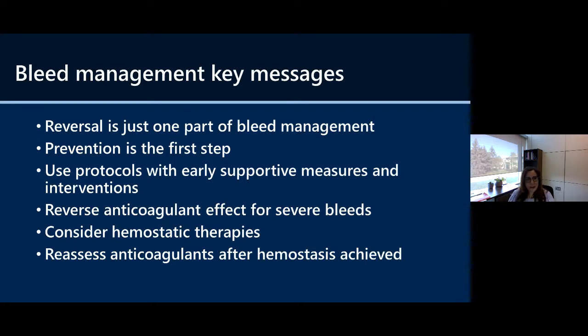Once a patient has had a bleeding complication, it's important in the acute setting to use protocols that have early supportive measures and procedural interventions, for example, to stop the bleeding. Anticoagulant reversal is really indicated for severe or life-threatening bleeds. There are also hemostatic strategies, and I'm going to distinguish between the 2 in upcoming slides. And finally, my most recent area of research interest is that reassessment of anticoagulants after hemostasis is achieved is really important. There's a lot of uncertainty about that, but even reassessing itself is really helpful.